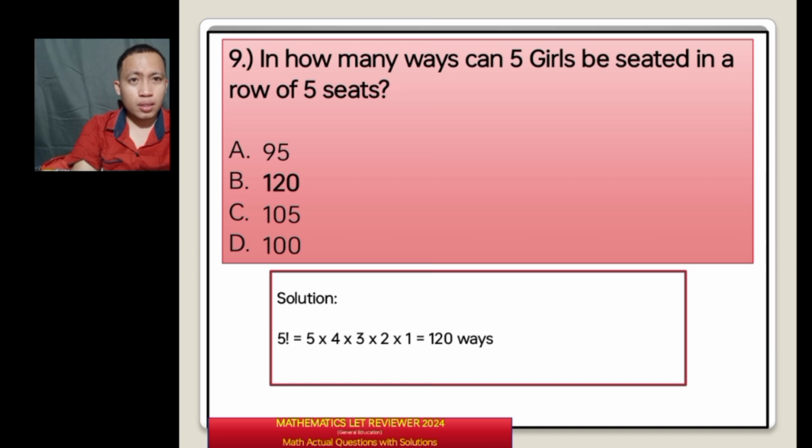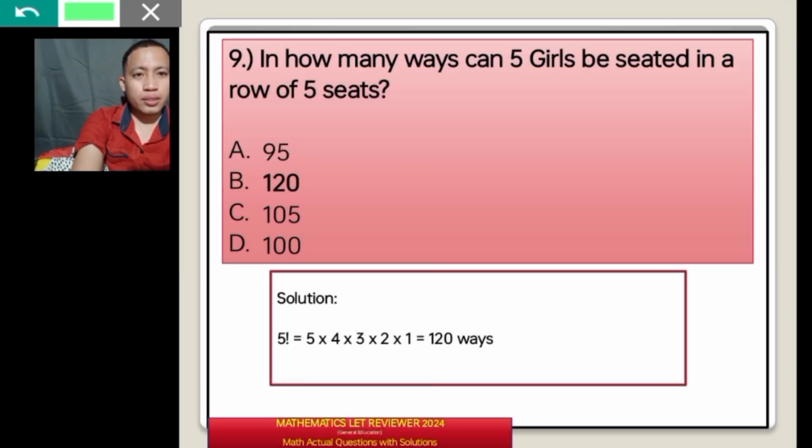So, we can now answer the given question. In how many ways can 5 girls be seated in a row of 5 seats? Therefore, there are 120 ways that 5 girls be seated in a row of 5 seats. Therefore, our final answer is letter B, 120.